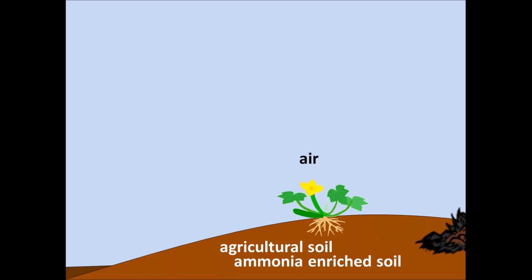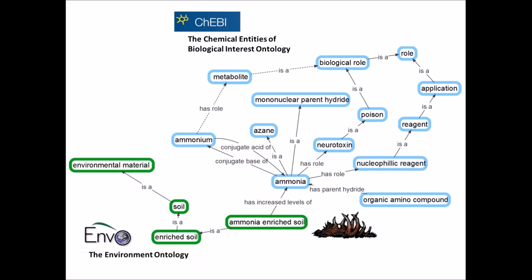Now, we're going to move from the observed world into the knowledge representation world. It's a big jump, but here we are. So the environment ontology will capture that ammonia-enriched soil, but it will interoperate with the chemical entities of biological interest ontology, which has been put together over many years. And the knowledge about what ammonia is is encoded in there. So ENVO doesn't have to do it itself. It reuses an expert ontology of chemicals.